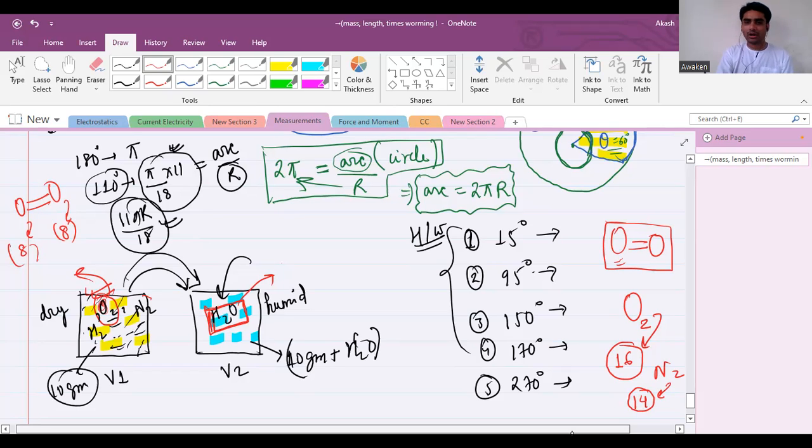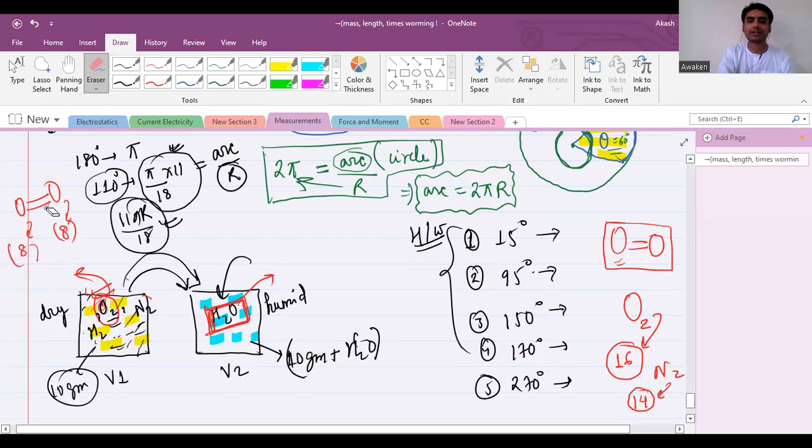For oxygen it is 16. So therefore, H2O actually has less molecular mass than O2 and N2. You got it? Because that is 8, and this is 16 plus 14, that is lesser. So it's like that.